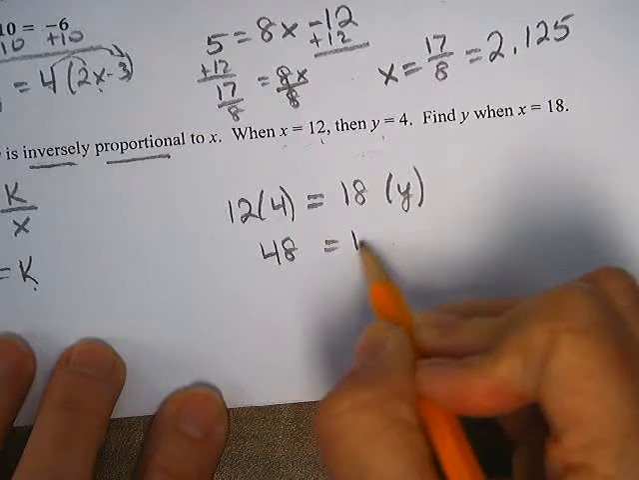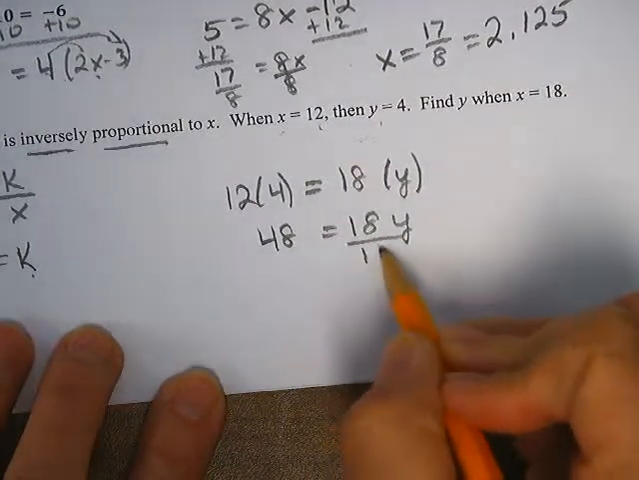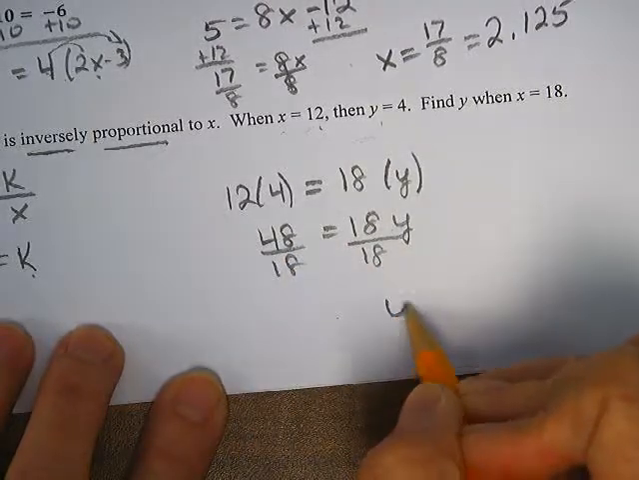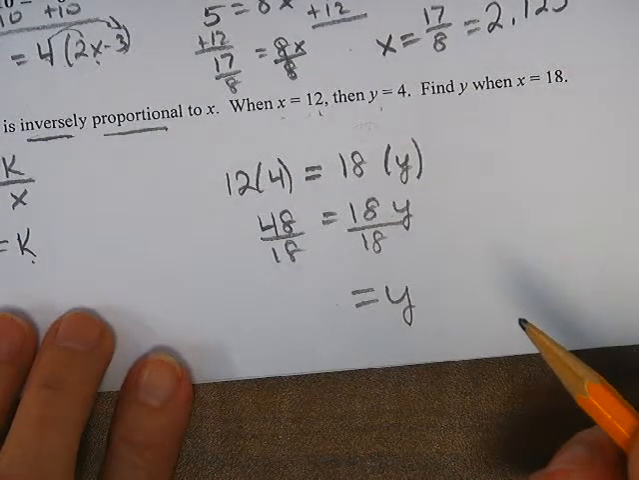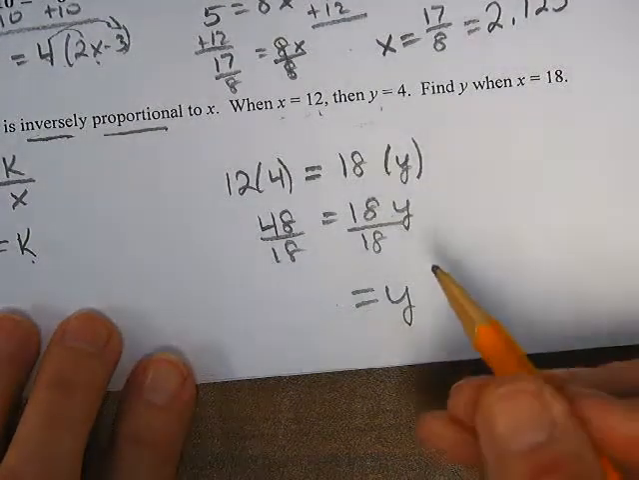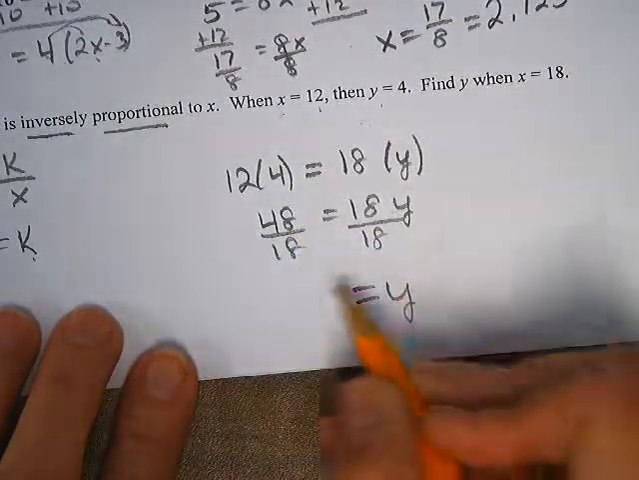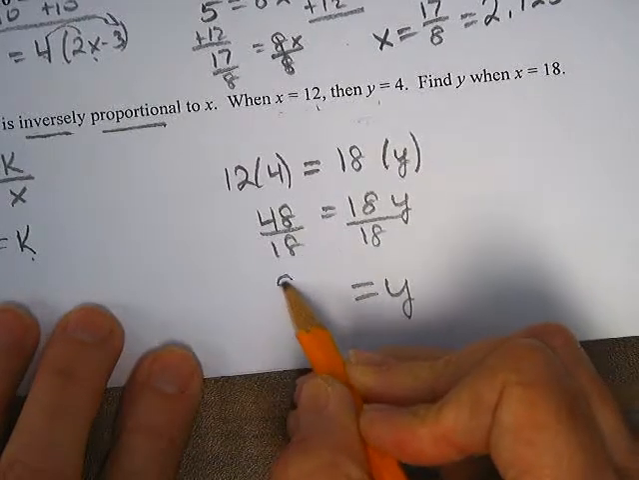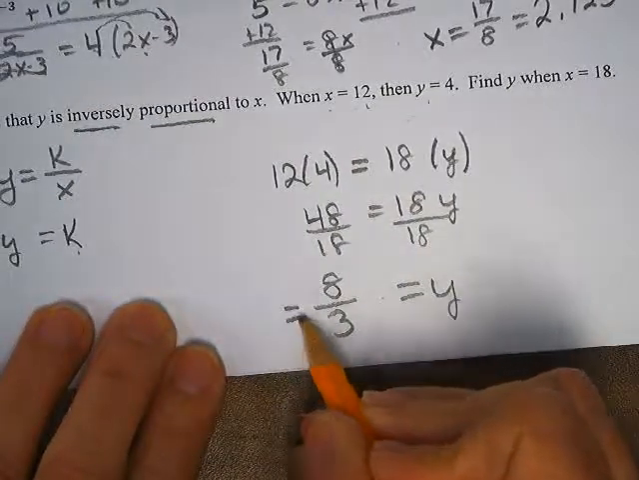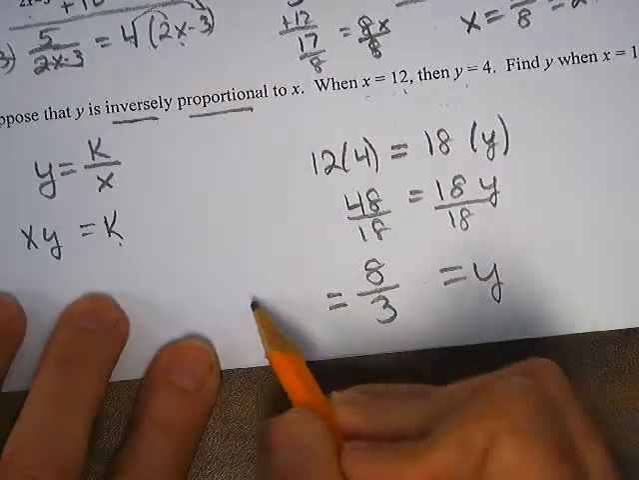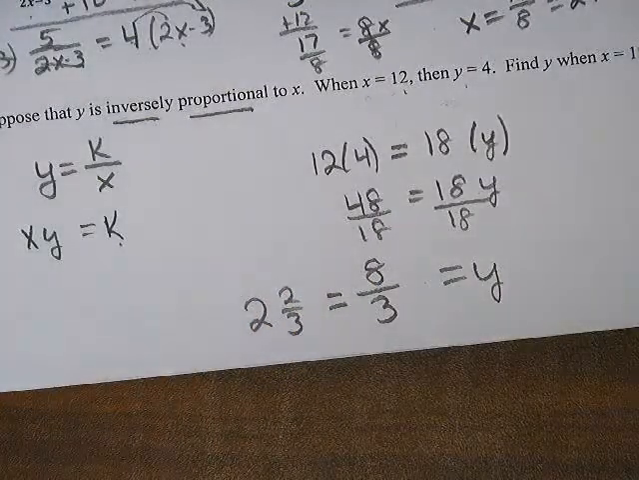48 equals 18 times y. Divide both sides by 18, and I get y equals 48 divided by 18. Okay, so we need to simplify that. Both of these are divisible by 6, so we will have 8 divided by 3. And again, we could plug this in the calculator. 8 divided by 3 is also 8 2/3, or 8.67.